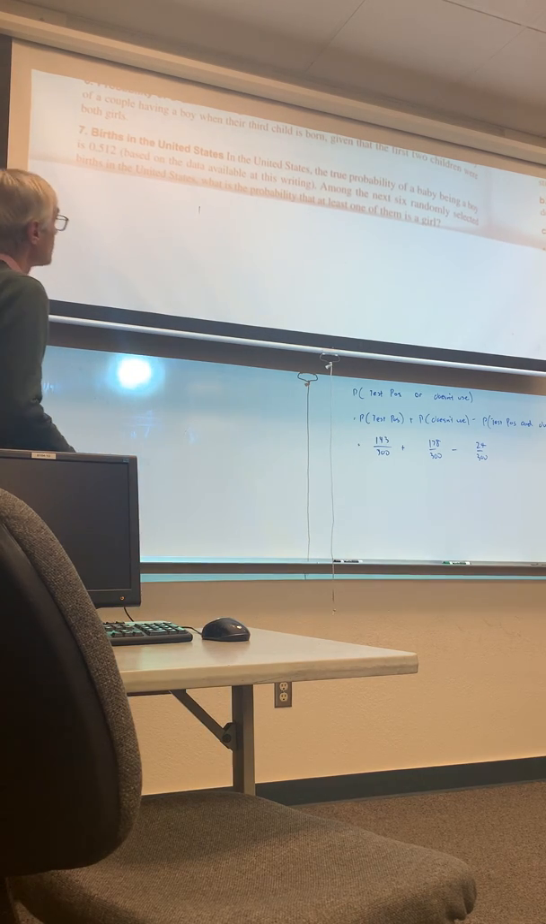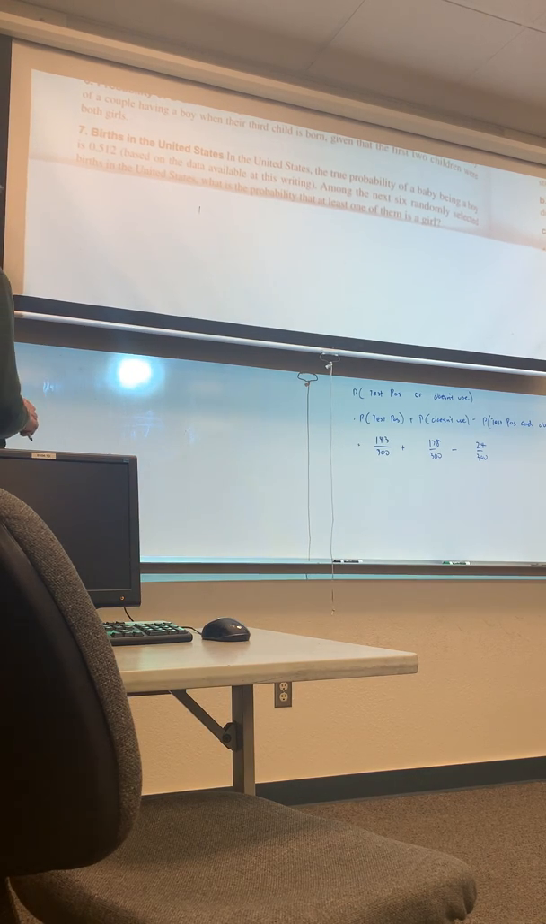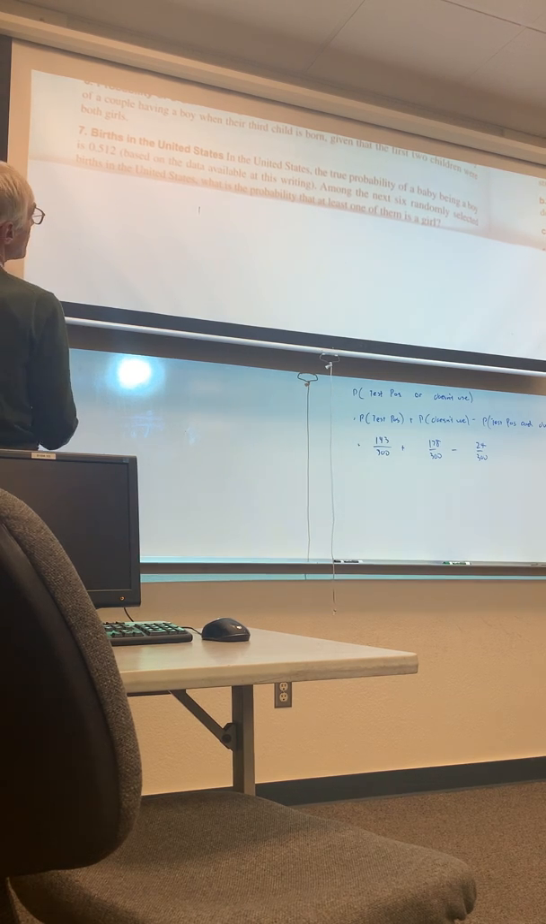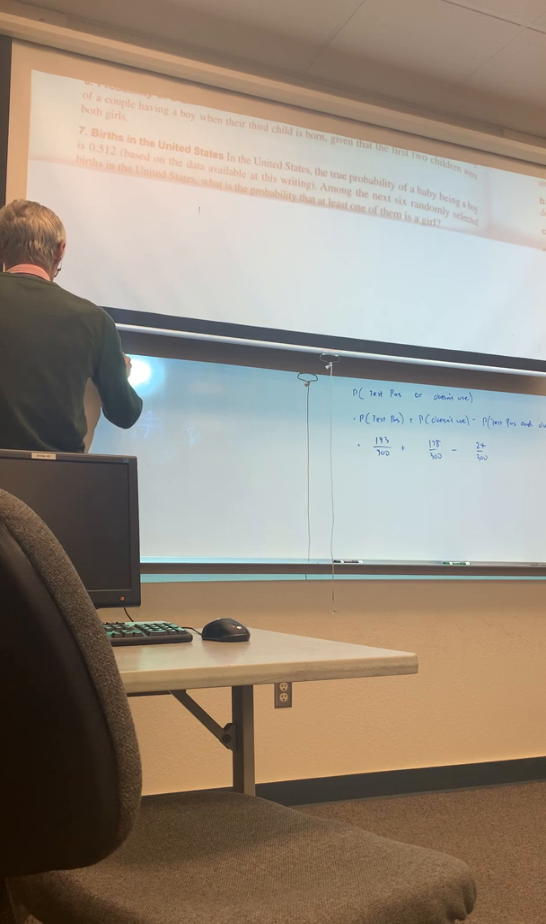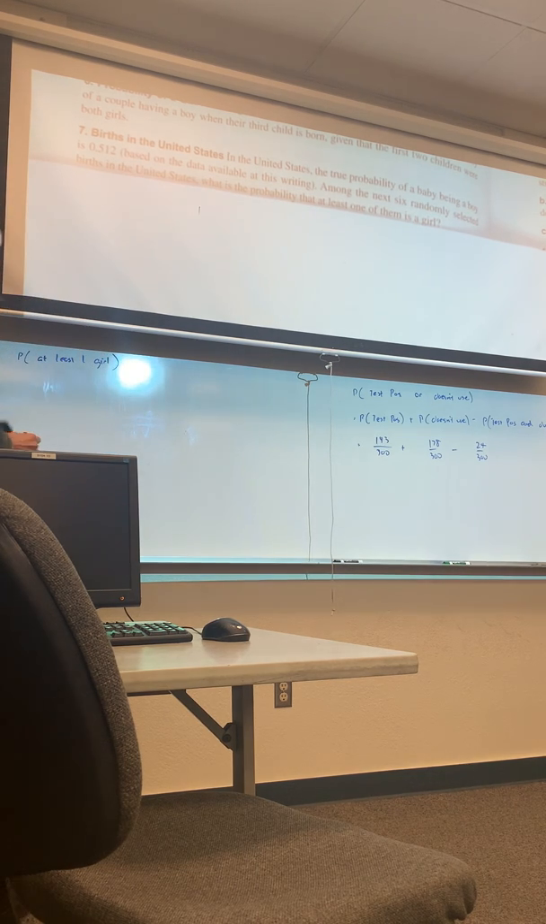Let's write this out with some notation. So the probability that at least one girl, of course, in 6 births. Well, we'd have to find the probability of 1 girl, 2 girls, 3 girls, 4 girls, 5 girls, or 6 girls. But that's the hard way. What can we do instead?